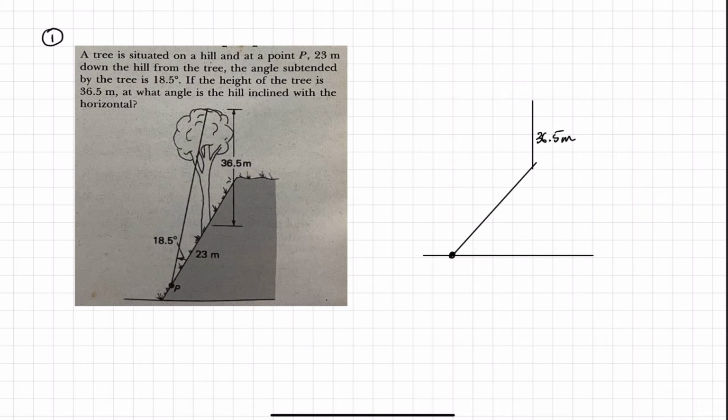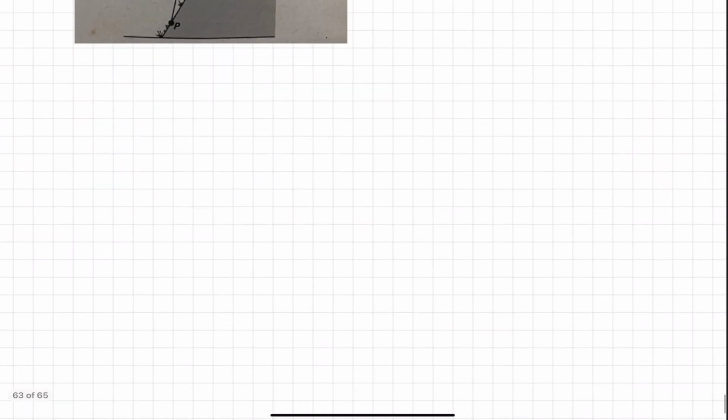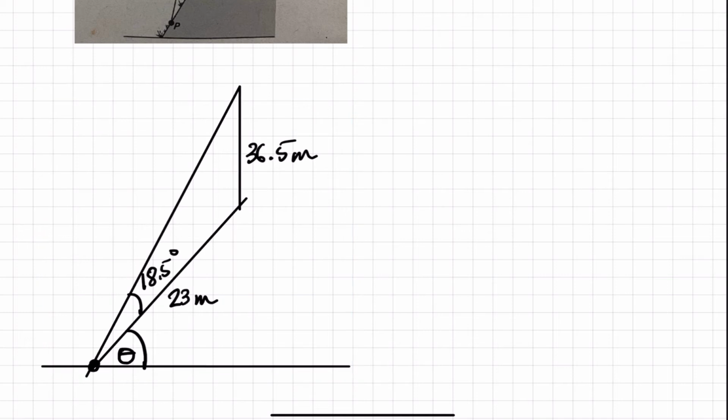Tapos, okay, so, ito yung 23 meters. Hindi drawn to scale itong drawing ko. This is 18.5 degrees. So, ang pinapahanap sa atin, itong angle, theta na yan. So, iusog ko yung drawing natin, tapos i-enlarge ko lang, para mas makita natin, no? Okay? So, kailangan mo makahanap ng equation involving theta. Kaya ang gagawin ko muna, para mas mapadali yung problem, i-extend ko to downward to form a right triangle.